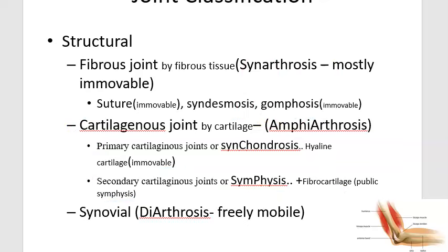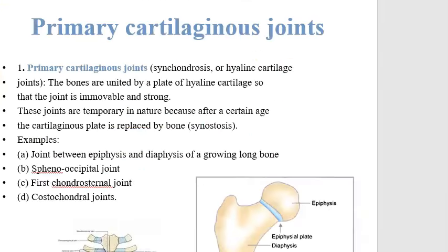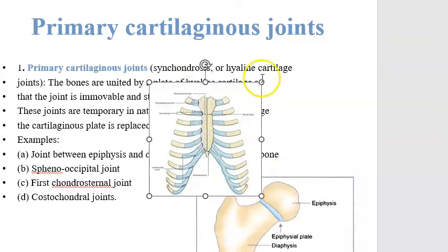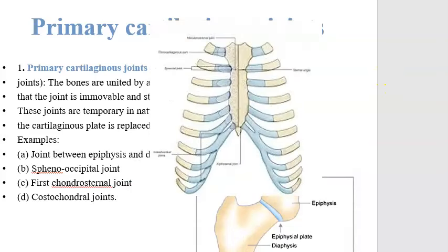Okay, so for primary cartilaginous joint, there is one word, synchondrosis. For secondary, you have symphysis. Okay, some extra points. Primary cartilaginous joints, some more you should know. Between the epiphysis and diaphysis, we already told you. Then you have the spheno-occipital joint, that is somewhere inside your head. Then you have the first chondrosternal joint, and then all the costochondral joints. These are primary cartilaginous joints. That means they have hyaline cartilage.